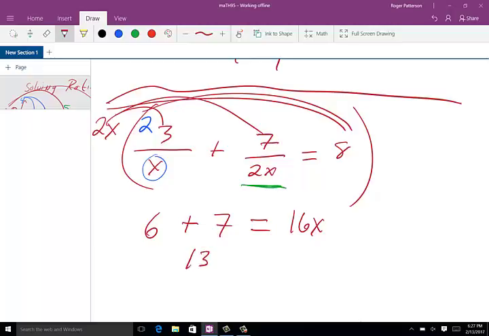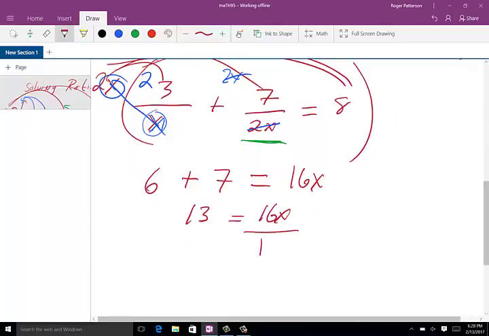Wait, why did the x disappear? Because the x that was here canceled with the x that was there. And this 2x and that 2x went away. Okay. Good? Yes.